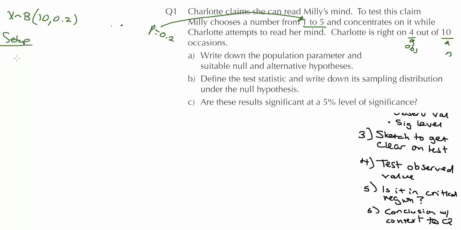The setup here is H0: p equals 0.2. What do you think the alternative hypothesis is? It's as simple as there has been nothing in the question which says she thinks she can. Oh no, wait, she can. What am I talking about? Okay, my bad.